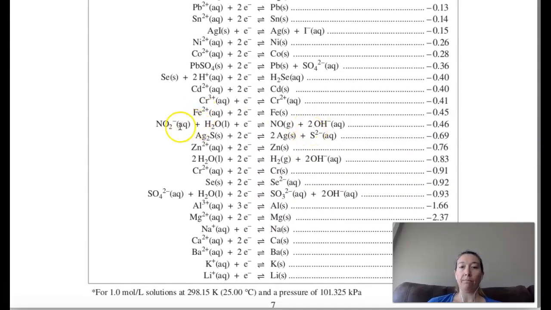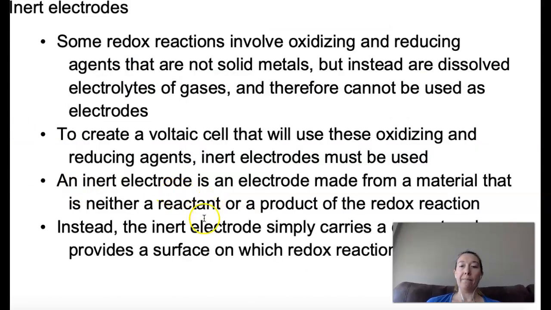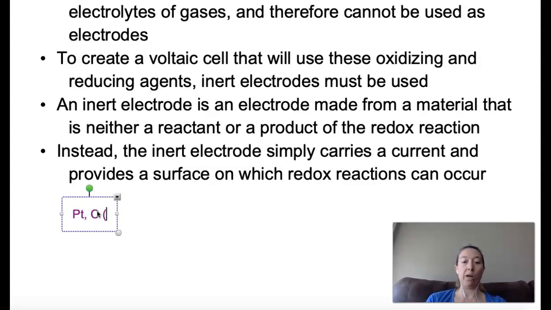Let's say I want the water half reaction to happen, which is right here: 2H2O liquid plus 2 electrons gives me H2 gas and 2 OH minus. I don't have a solid metal in that equation that I could use as my electrode. So that's another situation where you need an inert electrode, when there is no solid metal inside of the half reaction you are using. For the most part, when we are using inert electrodes, we generally use two. One is platinum, and the other one is carbon in the form of a graphite rod.